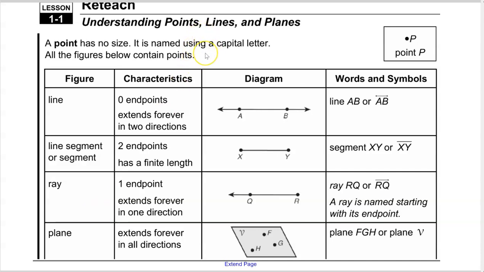So I'm just going to go over some basic geometric shapes and get a clear understanding of what they are and how to name them.